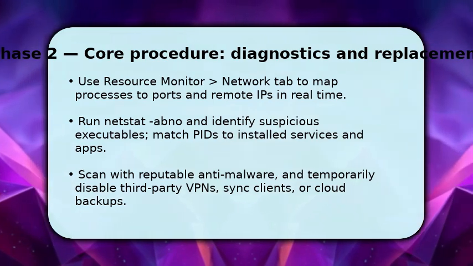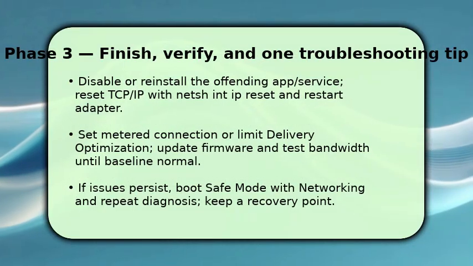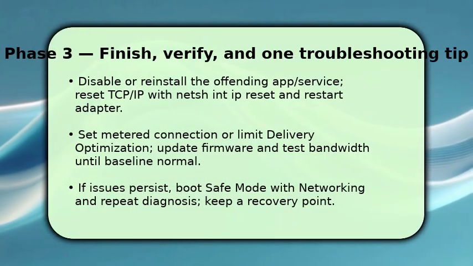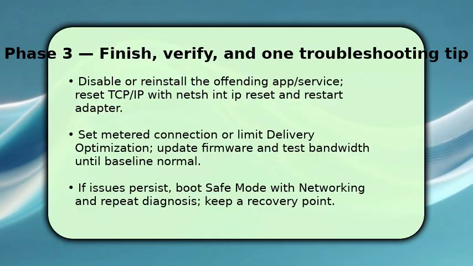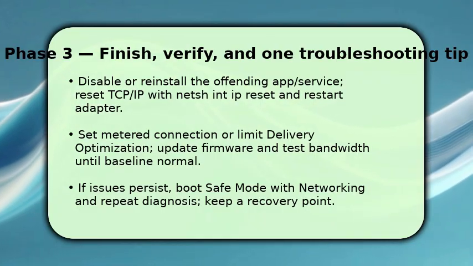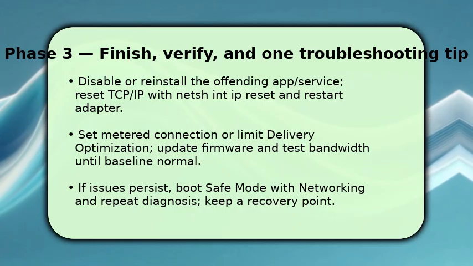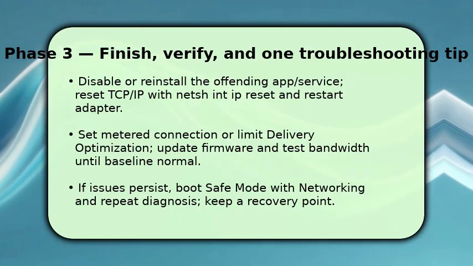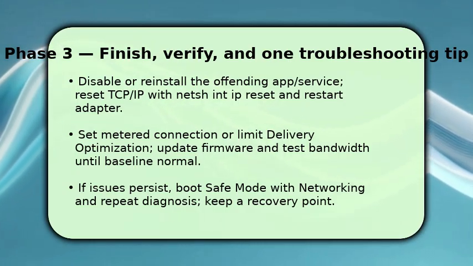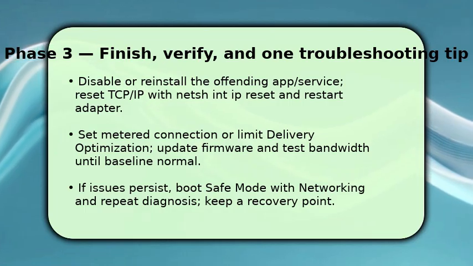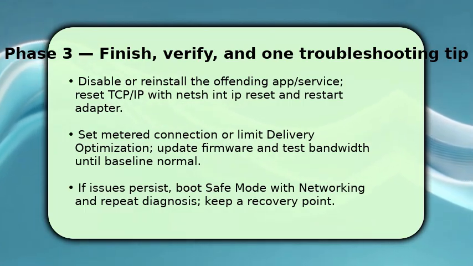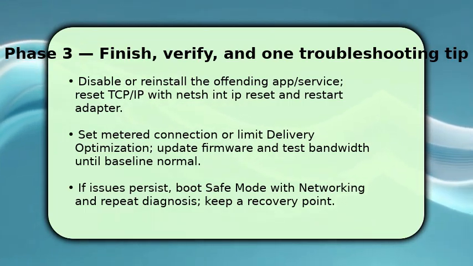Finally, apply the corrective actions you identified. Unregister or uninstall the offending app or stop the service. If it's a driver, reinstall or roll back the network driver. Reset TCP/IP using netsh int ip reset and restart the adapter, then set the network as metered or limit Windows Delivery Optimization to throttle background transfers.